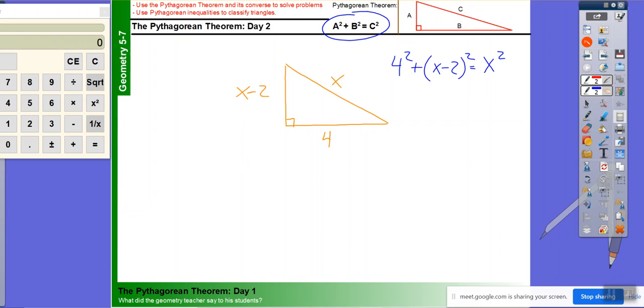Okay. All right, so let's simplify this a little bit further. So 4 squared is? 16. All right, and I'm going to go over on this side because I have a little more room. What's another way of saying x minus 2 squared? X squared minus 4. You just fell into the trap. Oh, x squared minus 4x plus 4?